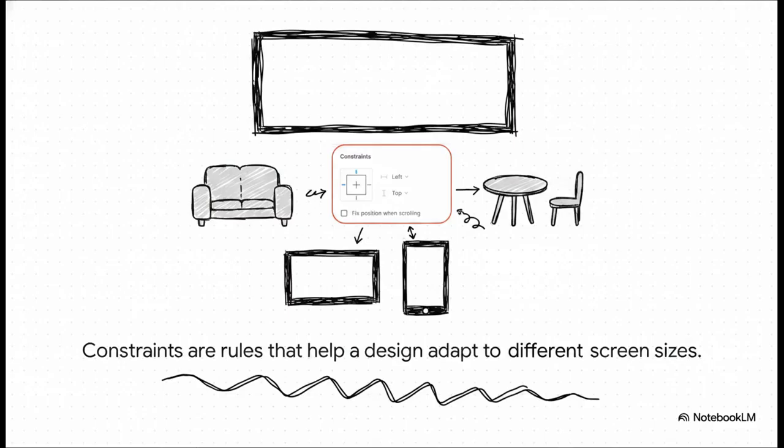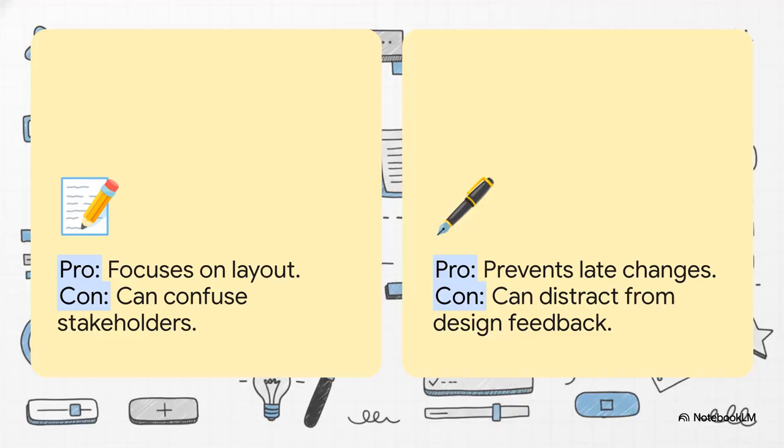So in a design tool, you can tell a button, hey, you are always pinned to the top and to the right. That means that no matter how someone resizes the screen, that button stays put. It's these little rules that make a design look awesome on a giant desktop monitor and on a tiny phone screen. All right, let's wade into a classic design debate.